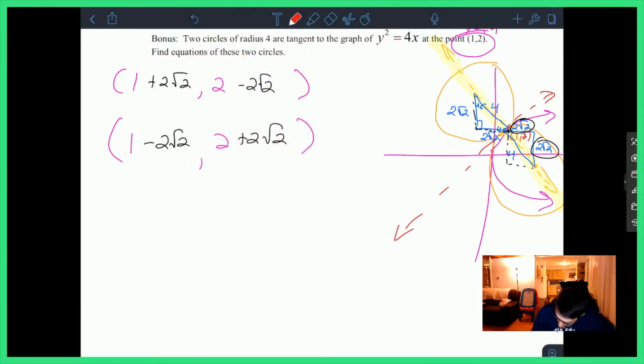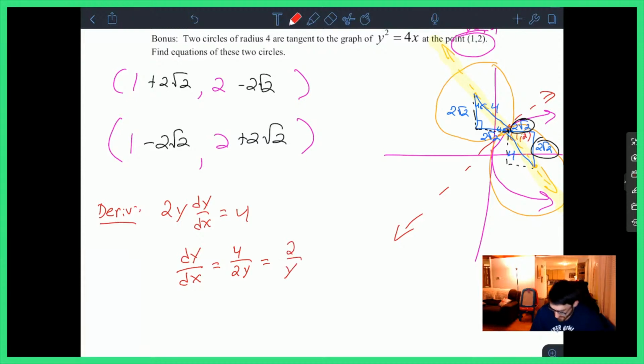And all we got to do is find the derivative. So the derivative is equal to 2y dy/dx is equal to the derivative of 4x, which is just 4, right? So 4. And so if I divide, I get dy/dx is equal to 4 divided by 2y, which is just equal to 2 over y. So the slope is equal to 2 over y.